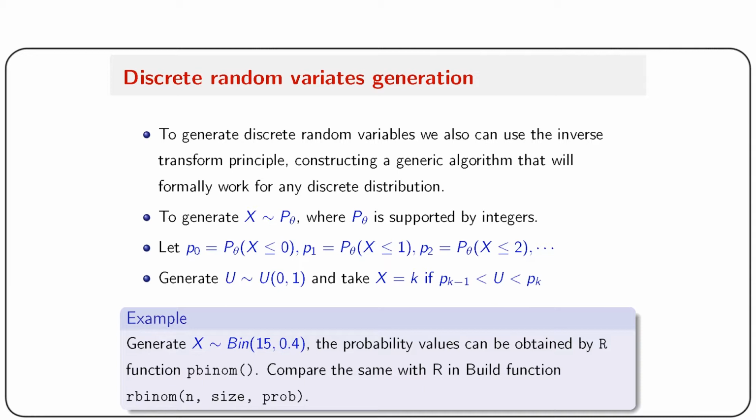We'll start with a binomial distribution. Say generate x following binomial with n 15 and p 0.4. The probability values can be obtained by the R function pbinom. Then compare the same with the R inbuilt function rbinom, with n, size and prob. These are the three arguments of that particular binomial variate generator inbuilt in R, that can be used and compared with the user defined generator.